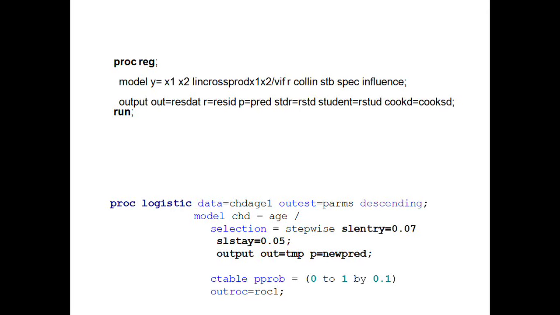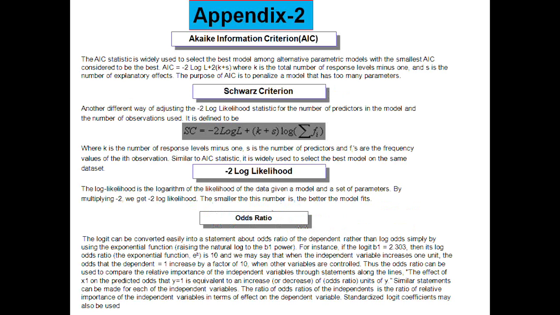In appendix 2, apart from those outputs which we explained, we also get the AIC, SIC, and minus 2 log likelihood. All these three, if you are comparing two models of logistic regression: the minimum AIC, the better the model; the minimum SIC, the better the model; and minus 2 log likelihood is another parameter to test the model, the minimum minus 2 log likelihood, the better the model.